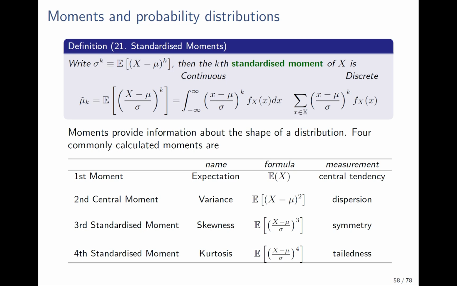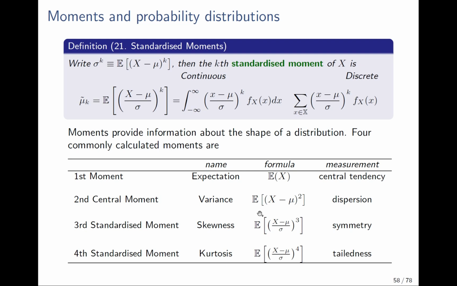Now, those definitions are important, but really, more than that, what I want to get across to you is that moments are able to provide information about the shape of a distribution. There are 4 commonly calculated moments, and I'm sure that most of you will have heard of them before, that allow us to describe the shape of a distribution. The first moment is called the expectation, denoted E[x], and that gives us a measure of central tendency. It's measuring the centre of a distribution. The second central moment, the expectation of x minus mu squared, so second because k equals 2, is called the variance. And the variance measures the dispersion of the distribution.